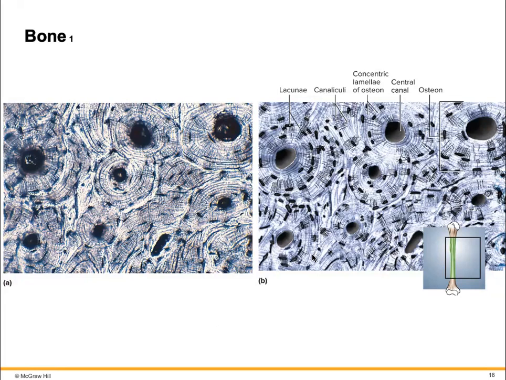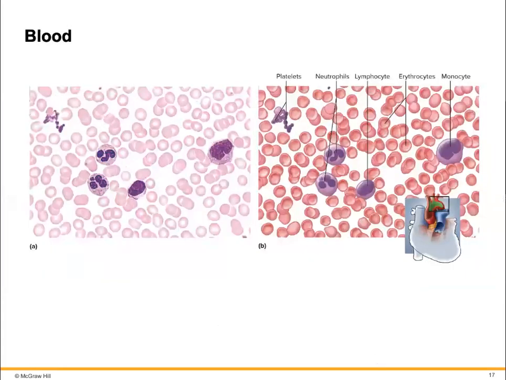So bone is considered connective tissue because of that extracellular matrix that is based on the mineralization of the material around your osteocytes. Now, the last specific type of connective tissue you're responsible for is blood. Blood is, again, a liquid connective tissue, and its ground substance is the plasma.